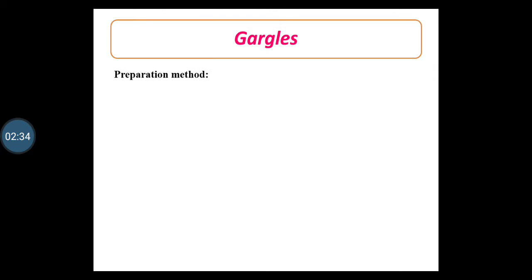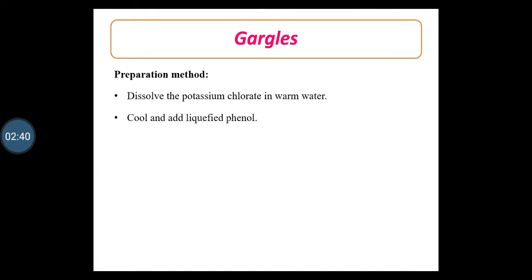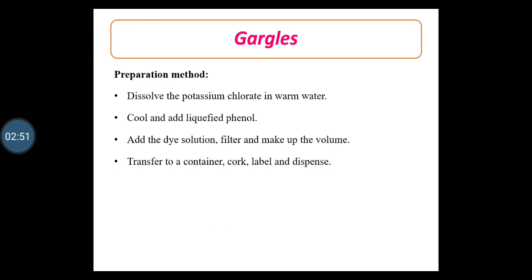Let us see the preparation method of this gargle. Dissolve the potassium chromate in warm water first, then cool and add liquefied phenol to the above mixture, then add dye solution, filter and make up the volume. Transfer to the container, cork it, label it and dispense it.